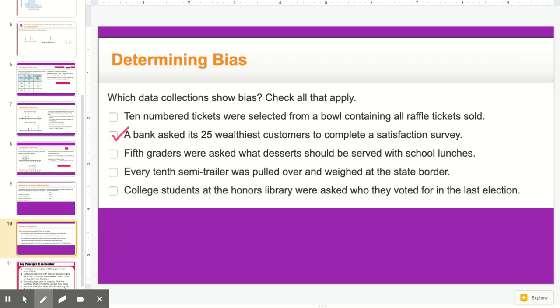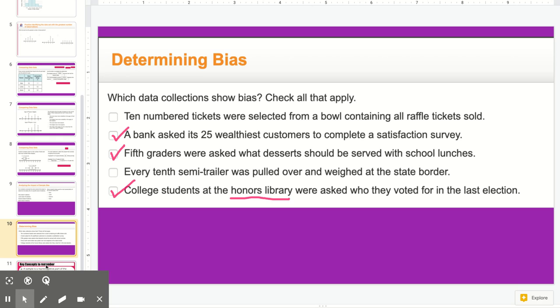Okay, the next one says fifth graders were asked what desserts should be served with school lunches. Well, this is a biased sample because it's not just fifth graders who are in that school. Okay, the next one says every 10th semi trailer was pulled over and weighed at the state border. Well, that's not biased because it's just random. Every 10th semi trailer. Okay, the last one says college students at the Honors Library were asked who they voted for in the last election. Well, students who are in the Honors Library are usually like the top of the class. So this is considered biased.